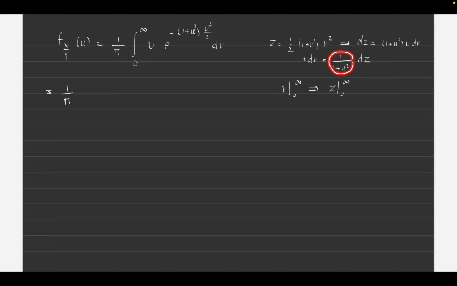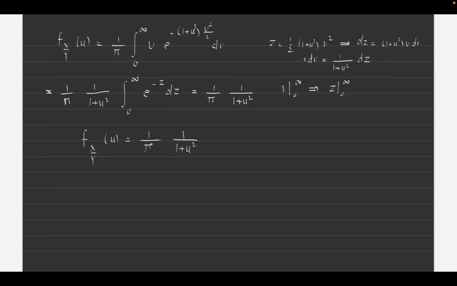So this becomes 1 over pi, and then instead of v dv, I put this expression, but this is considered constant. I pull it out, so it becomes 1 over 1 plus u squared, times the integral from 0 to infinity of e to the power of minus z dz. But that's exactly the same integral, and this result is 1, so this will be 1 over pi times 1 plus u squared. So this means that f of x over y calculated at u is 1 over pi times 1 plus u squared, and that is exactly the same result we got before.